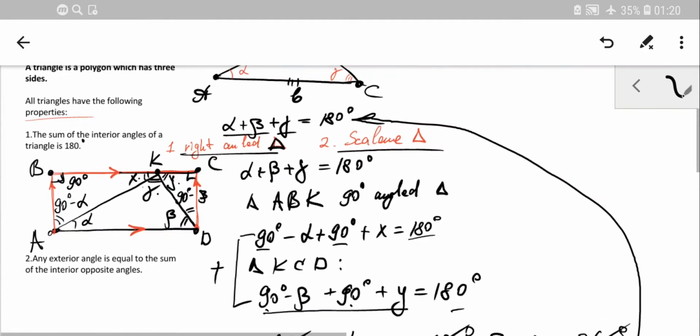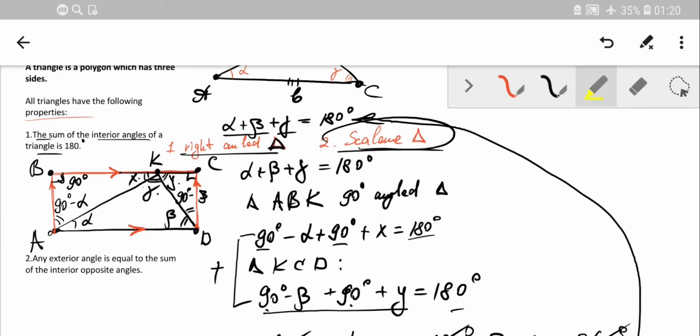So we proved that the sum of the interior angles of any triangle, because we took the second time a scalene one, is 180 degrees. So the first property has been proved.